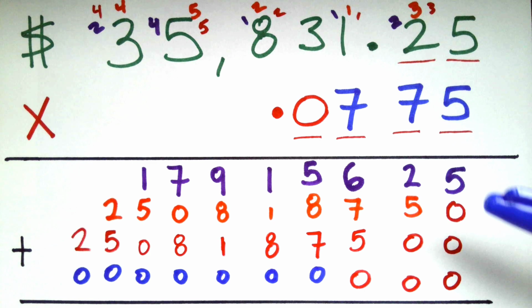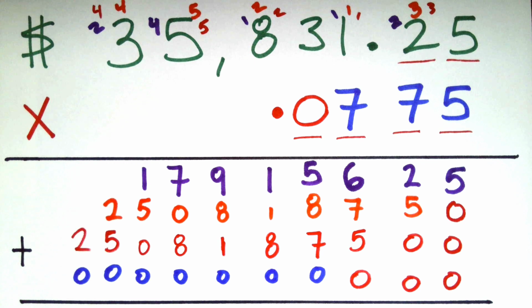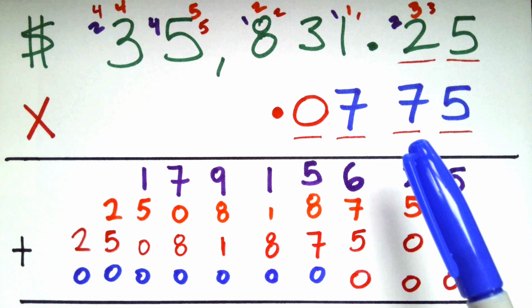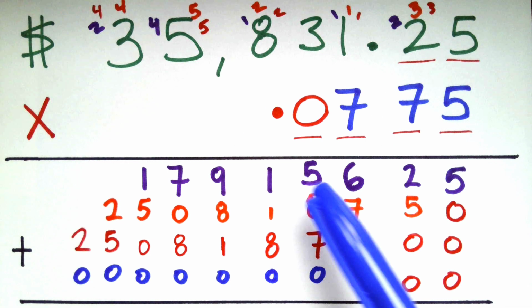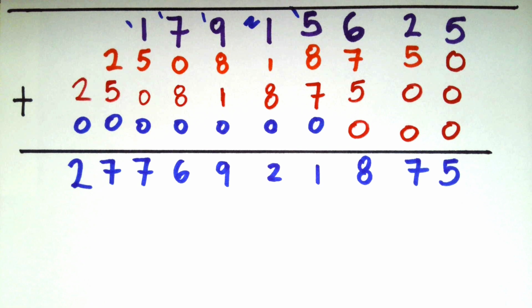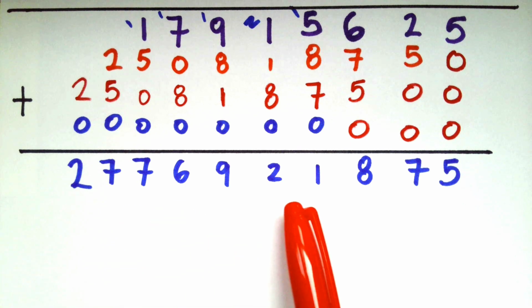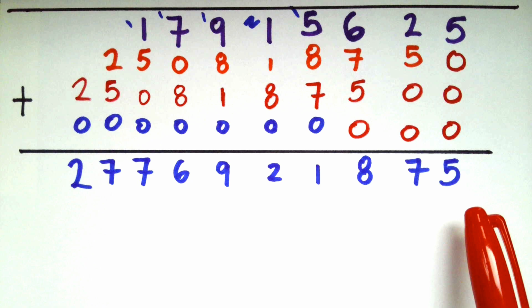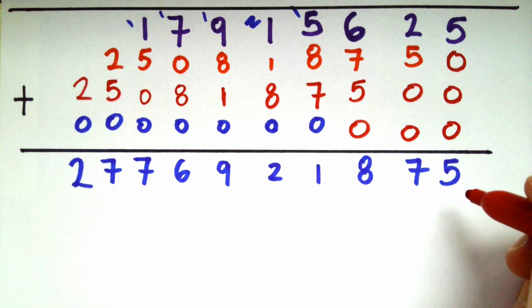Okay, so now we're going to take all these digits and add them up. Now don't forget, after you find the sum of all these values, how many digits were to the right of all of the decimals? Very important. You're going to need that information for your final answer. All right, so add up all these columns. Let's see if we come up with the same values. Okay, so I got the value of 2,776,921,875.